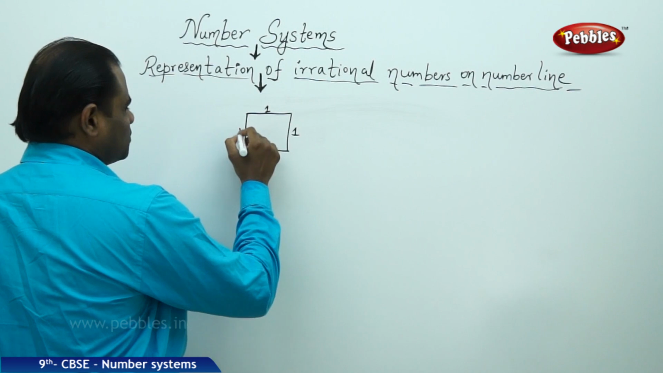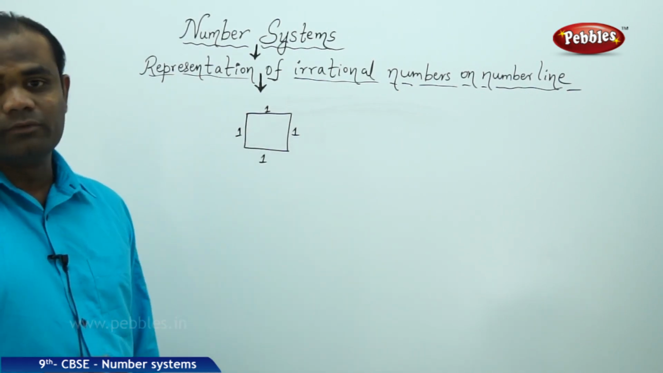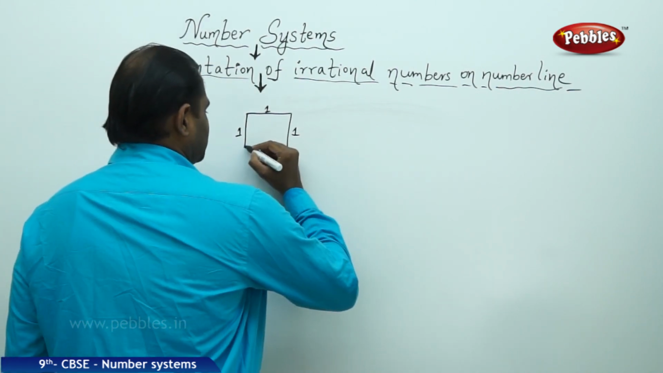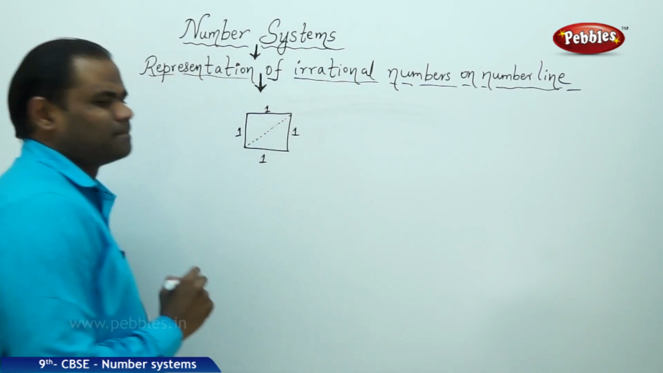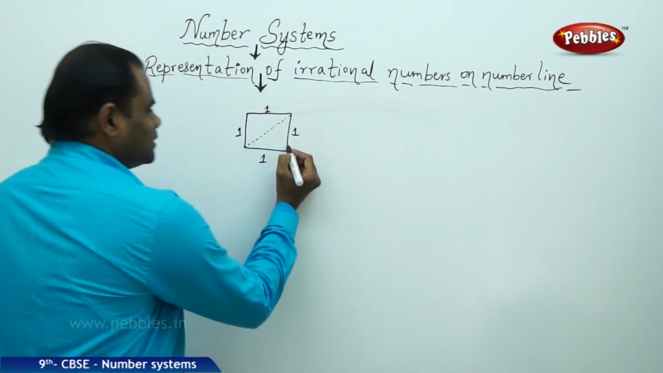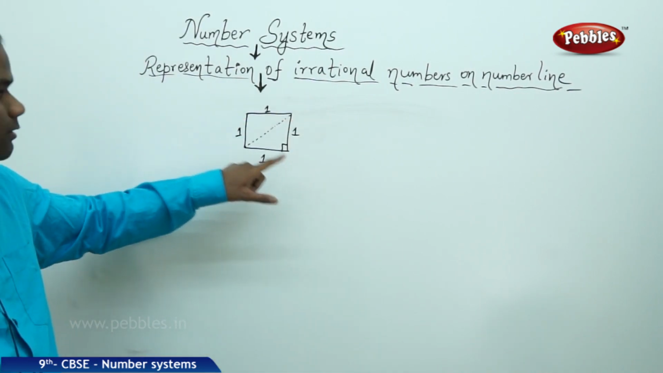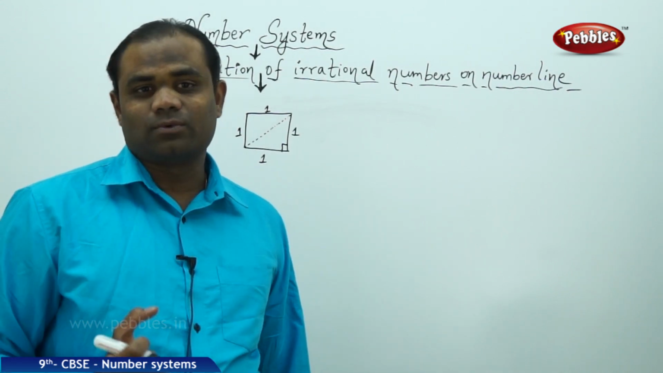So here I have a square of side 1 unit, with all sides being equal, 1 unit on each side. Now here I try to extend the diagonal from one corner to the other corner. So we know that this diagonal forms the hypotenuse for one of the right angled triangles taken on either side of the diagonal for the square.